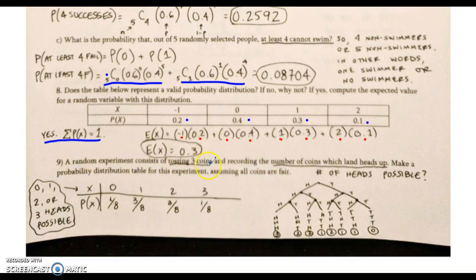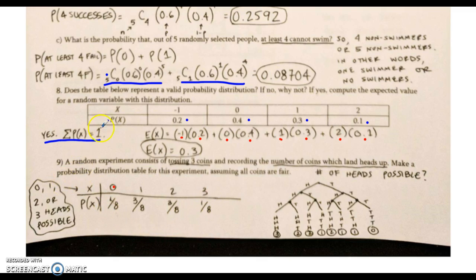A random experiment consists of tossing 3 coins and recording the number of coins which land heads up. This is a fun little tree diagram that helps you figure out that structure. Another way that you can do it is multiply it out. Another way you can do it is use the same binomial formula that we used before. But generally speaking, when I get 0 heads on my coins, the probability of that is 1/8. Then 1 head is 3/8, 2 heads is 3/8, and 3 heads is 1/8.